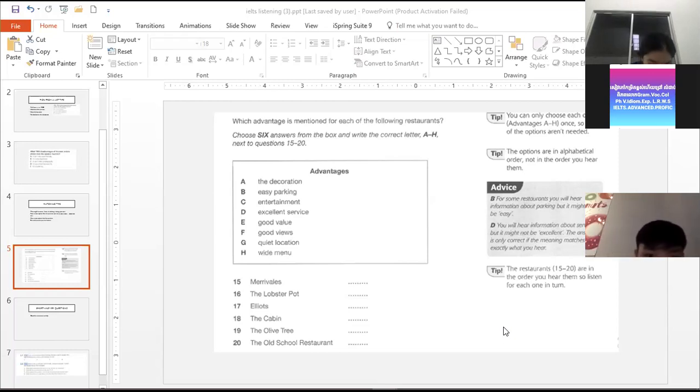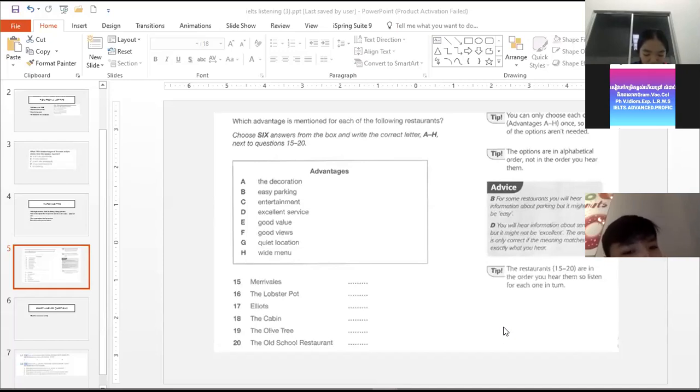Number 17, what's your answer? C. Entertainment. Okay. F, good views. The answer is F, good views, because he mentioned the restaurant is on the 20th floor on top of the offices. So you can see the views of the town laid out below. So it's F, good views.